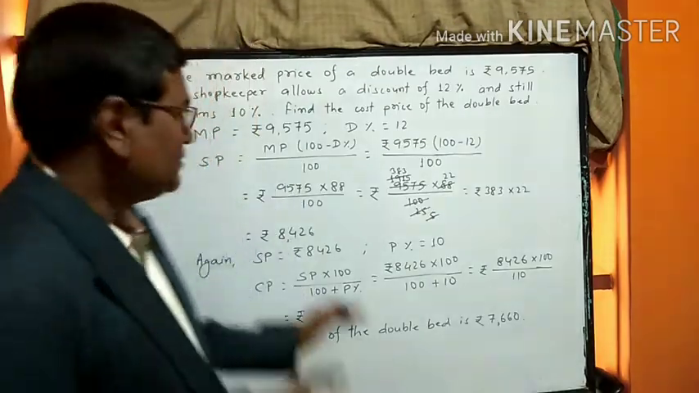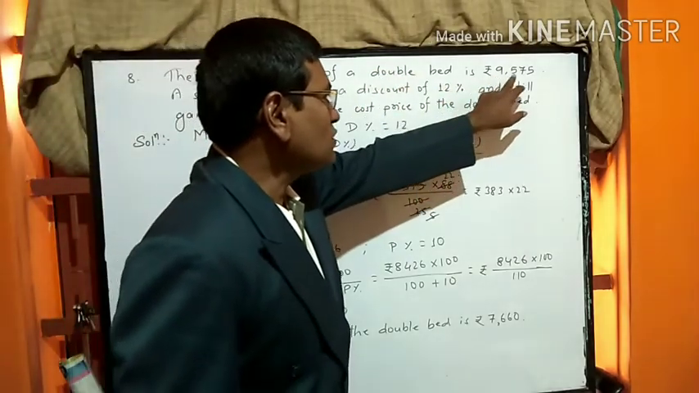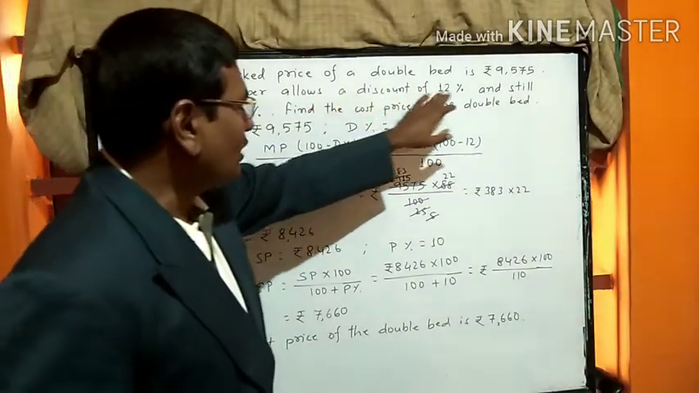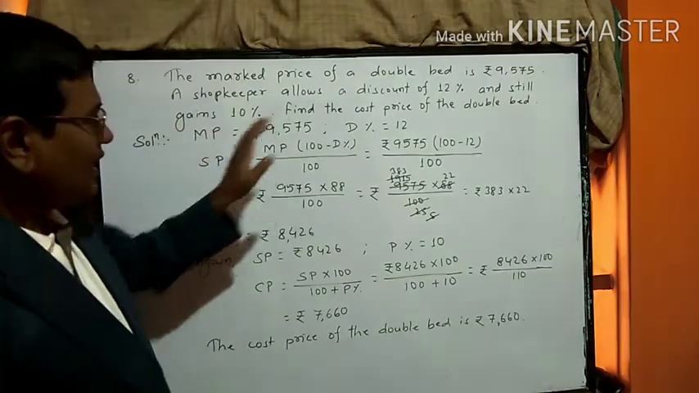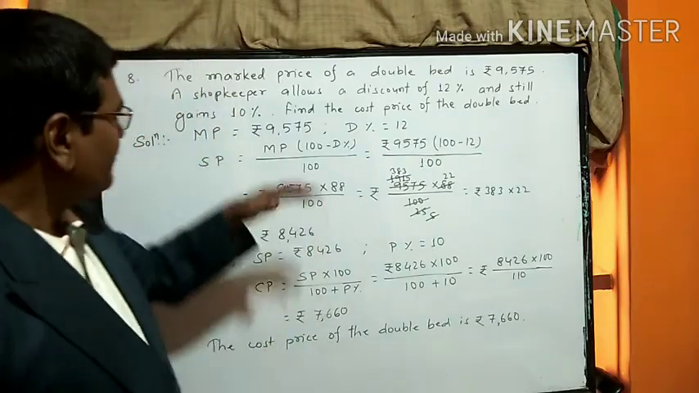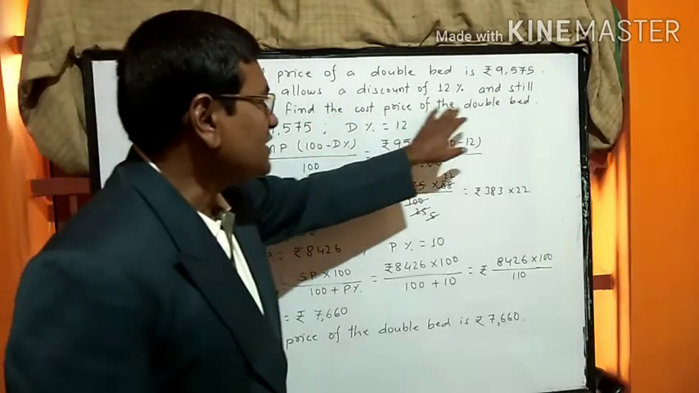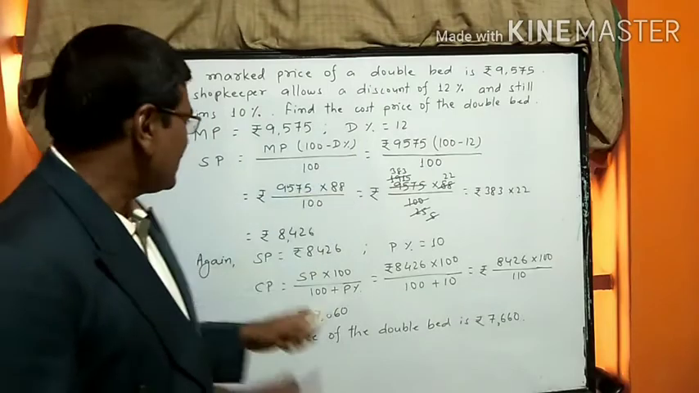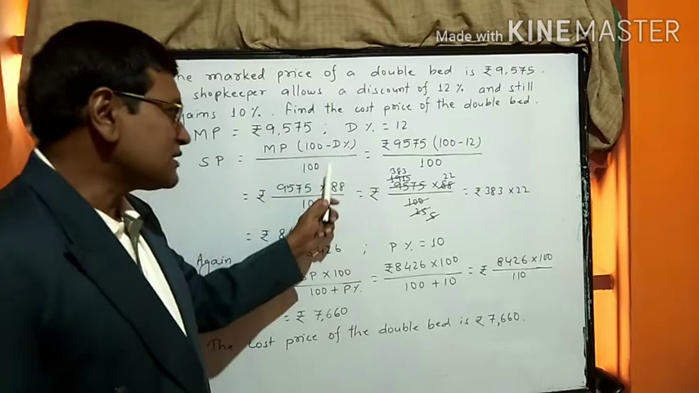Now question number 8. The marked price of a double bed is rupees 9,575. A shopkeeper allows a discount of 12% and still gains 10%. After allowing a discount of 12%, he still gets 10% profit. Find the cost price of the double bed. First you write here MP, discount percent, and then use formula of SP, MP into 100 minus discount percent by 100.